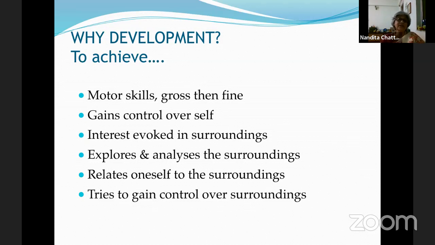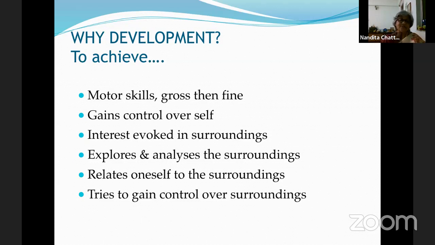Like, I'll give you an example. A small baby is hungry. Then he understands that there is a person around. That person, whenever I cry, that person comes to me. And he learns to relate that if I can call that person, I will get the food I need. So it is understanding the surrounding and relating to oneself.